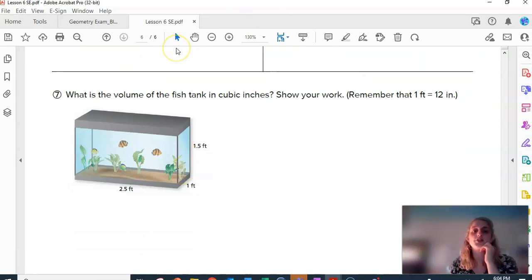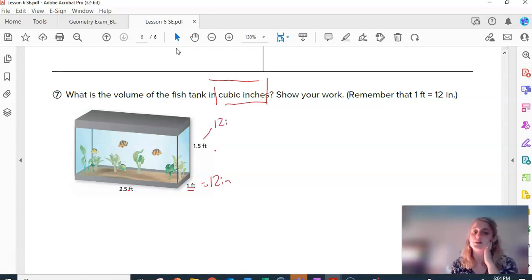What is the volume of the fish tank in cubic inches? Please read closely. Do not multiply these feet together. You need to first change them to inches. Ooh, this one's easiest. 1 foot equals 12 inches. 1.5 feet. I like to break it up.